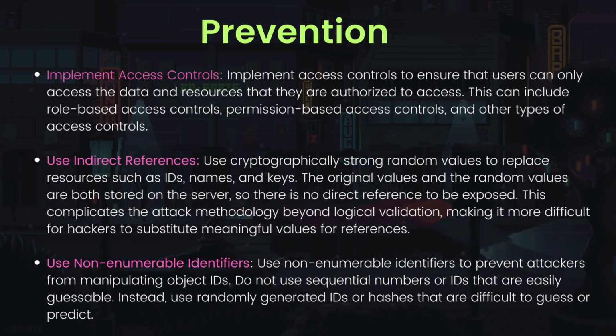Now, you can use non-enumerable identifiers to prevent attackers from manipulating object IDs. Do not use sequential numbers or IDs that are easily guessable. Instead, use randomly generated IDs or hashes that are difficult to guess or predict. This can make it much more difficult for attackers to exploit IDOR vulnerabilities.